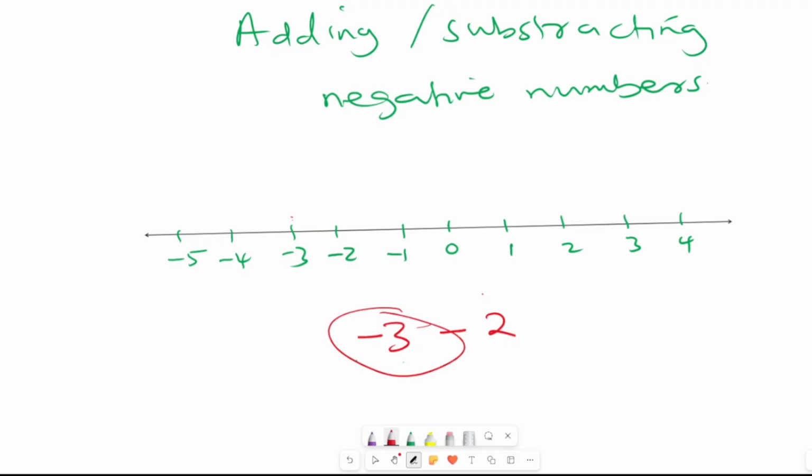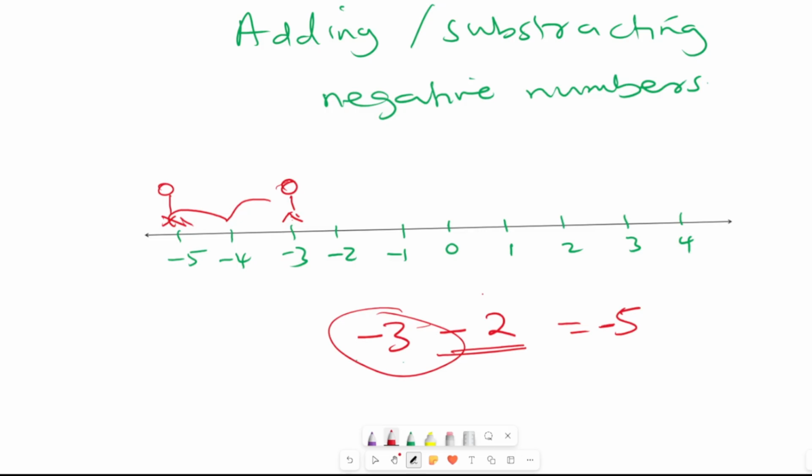Let me start by standing at -3 and moving 2 steps into the negative zone. So I stand here. 1, 2. I find myself here. So minus 3 minus 2 becomes minus 5.